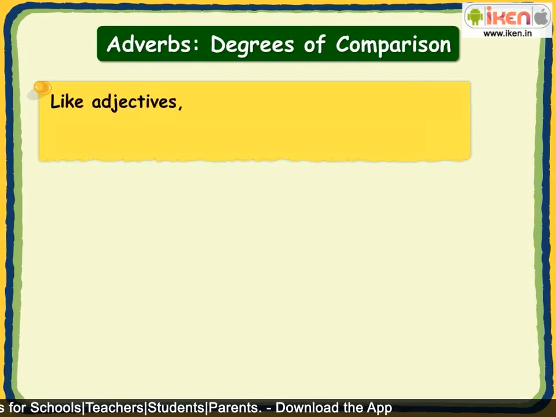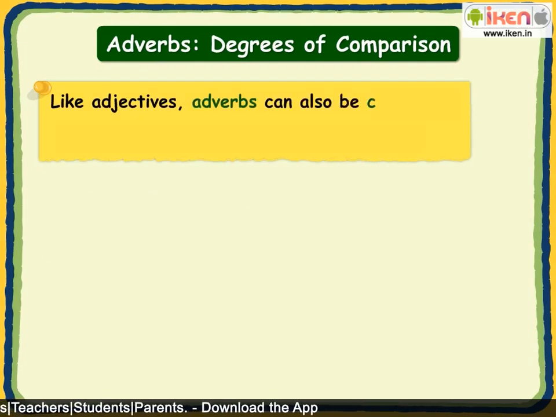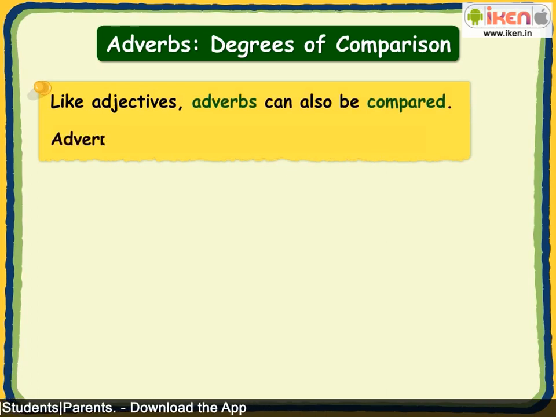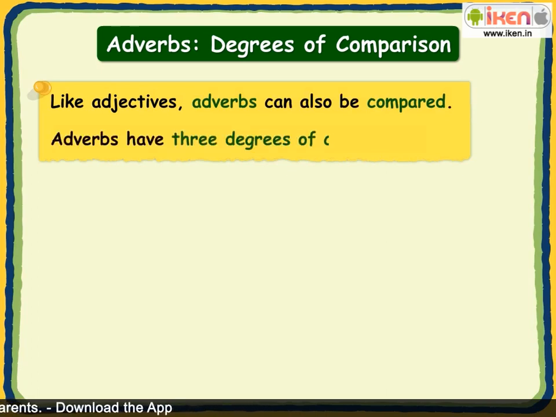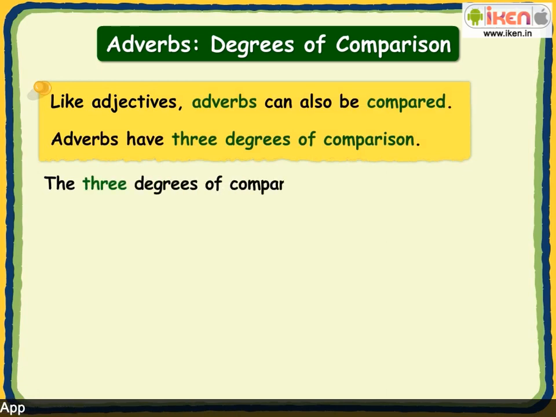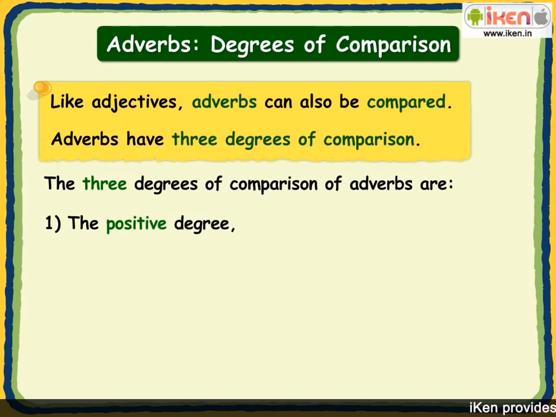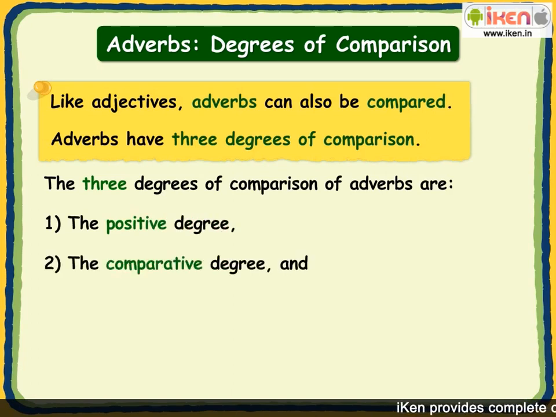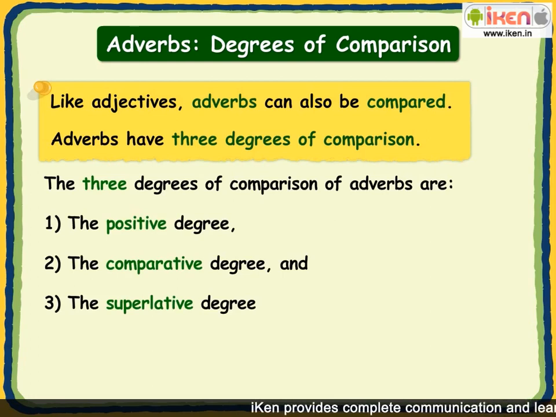Like adjectives, adverbs can also be compared. Adverbs have 3 degrees of comparison. The 3 degrees of comparison of adverbs are the positive degree, the comparative degree, and superlative degree. Let us understand each of these degrees in detail.